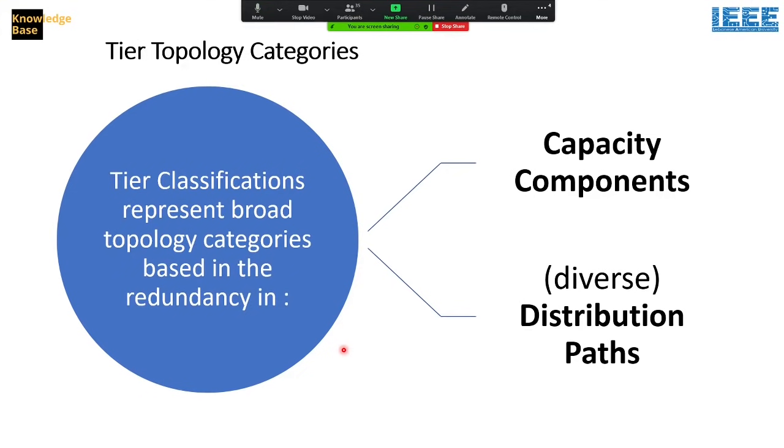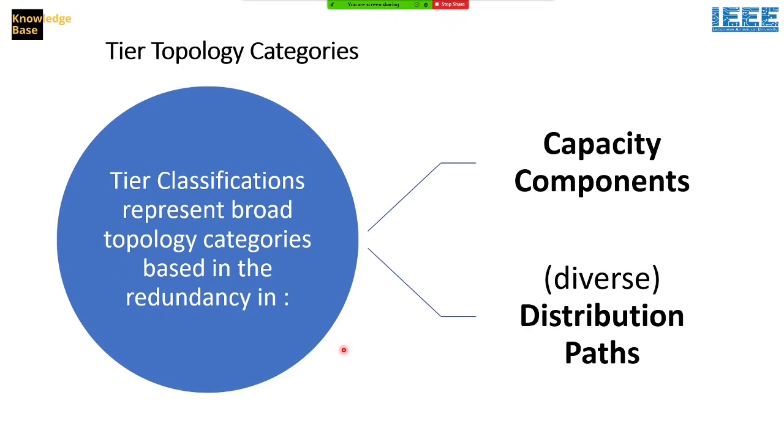So measuring how much you have of the load. If you have N load, N is the need. So if you need, let's say, 1 megawatt, and then your redundancy could be having 2 megawatt supply, then this is redundancy in the capacity components.